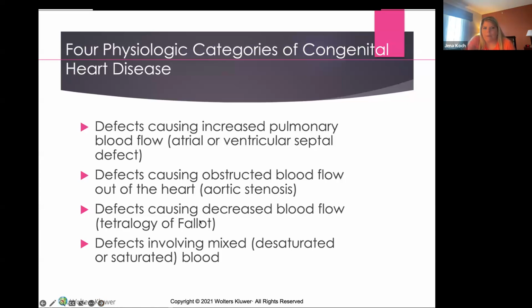Depending on what type of defect they have, they could be nice and pink. They could be cyanotic and then they cry and they turn pink. They can have cyanosis all the time. So just knowing that there are different types, I'm not going to be very specific for testing purposes, but knowing that's why you do your newborn assessment and you listen to all parts of the heart.